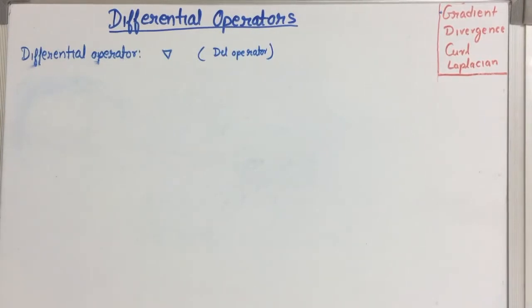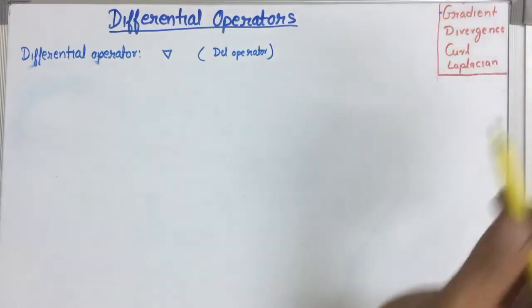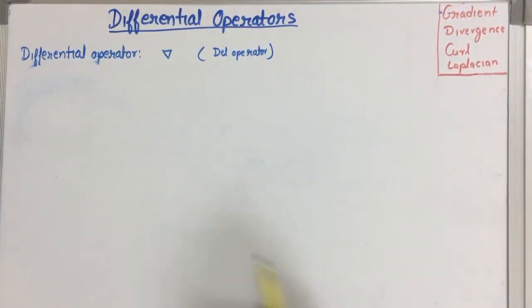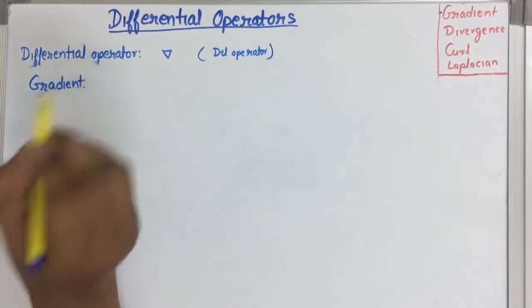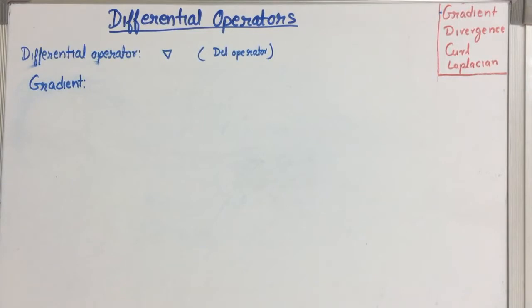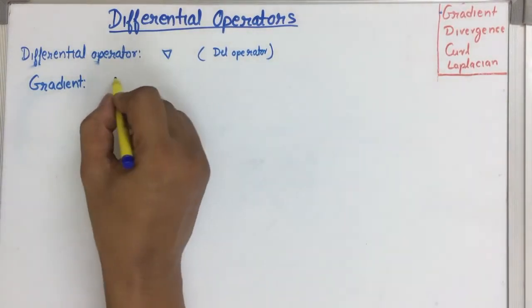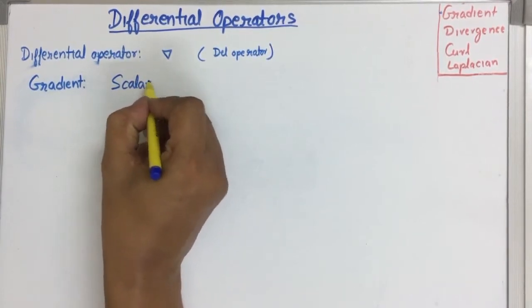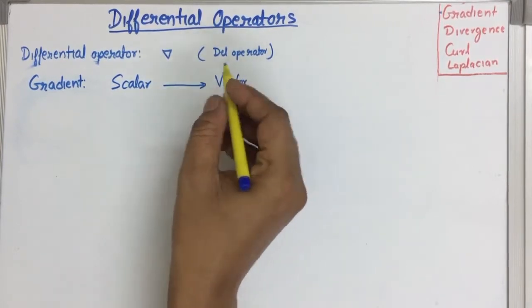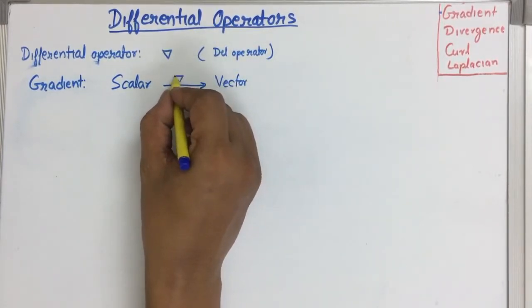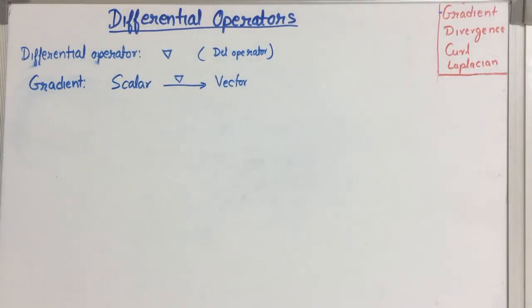Now the first differential operator is gradient. So we will start from gradient. And it converts a scalar field to a vector field with the del operation. So in gradient we convert a scalar field to vector field.